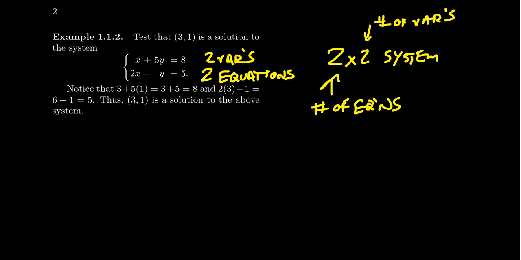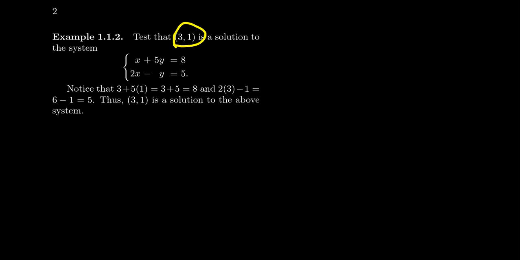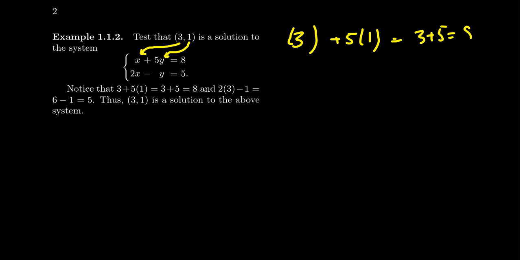So we're supposed to test for this system of equations, is the assignment (3, 1) a solution to this linear system? Well, what that means is you're just going to plug 3 in for x and 1 in for y into the first equation. And when you do that, you get 3 plus 5 times 1, we replace y with a 1. And if you simplify the right-hand side, you get 3 plus 5, which is equal to 8. You'll notice that this is the right-hand side. So sure enough, x equals 3, y equals 1 is an assignment that satisfies the first equation. (3, 1) is a solution to the first equation.